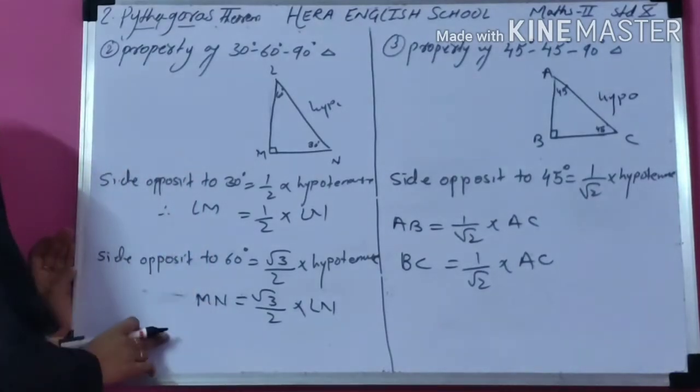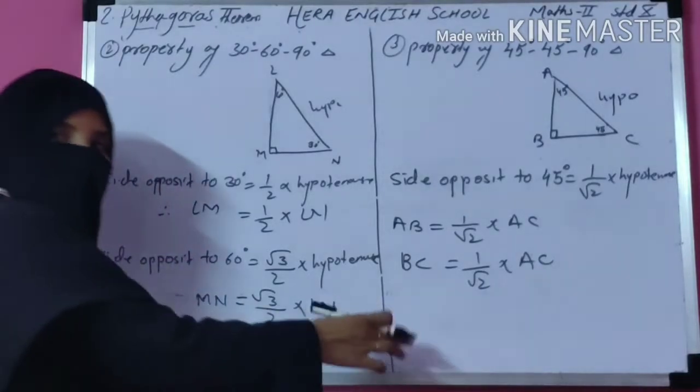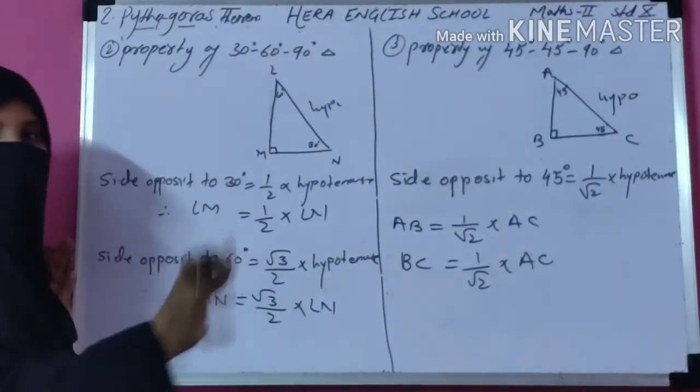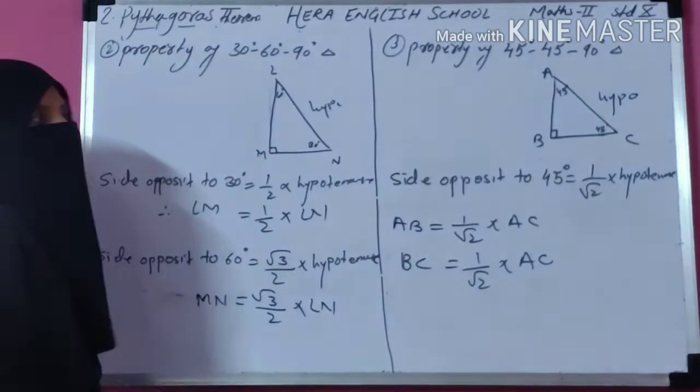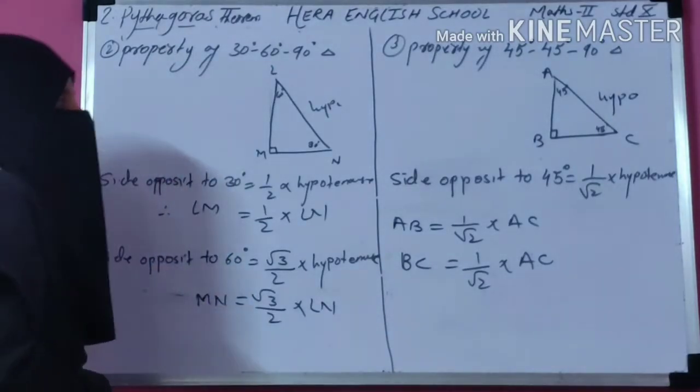You have to remember these three properties. We have to use these three properties while solving the sum. There is no need to prove this 30, 60, 90 theorem and 45, 45, 90 theorem. Once more I am repeating.